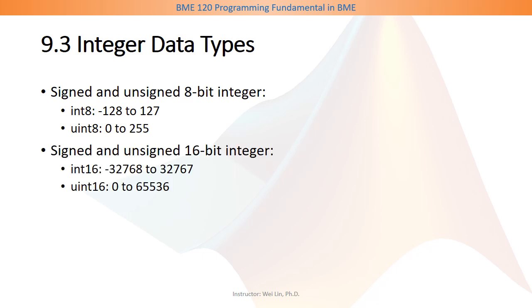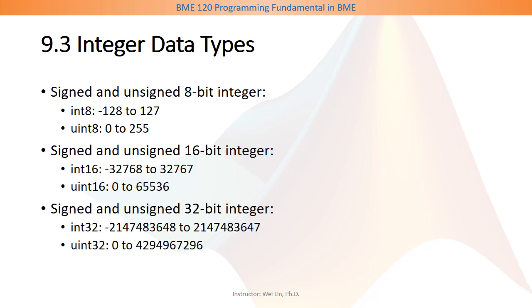Similarly, if we use a 16-bit integer and it is signed, the range will start from negative 32,768 to 32,767. And if it's an unsigned integer, it will start from 0 all the way to 65,535. And of course, if you use a 32-bit integer, the range will be even bigger. The range of the signed integer and the unsigned integer is essentially the same in size. However, because half of the values are negative, the maximum value of a signed integer is basically half of the maximum value of the unsigned integer.